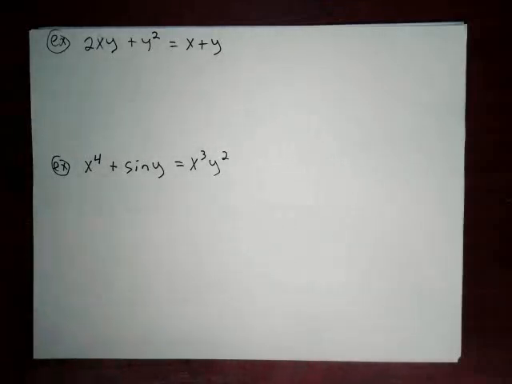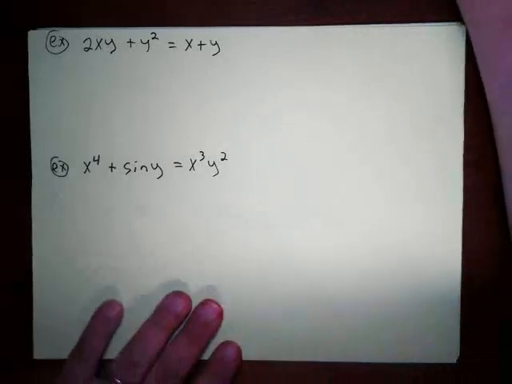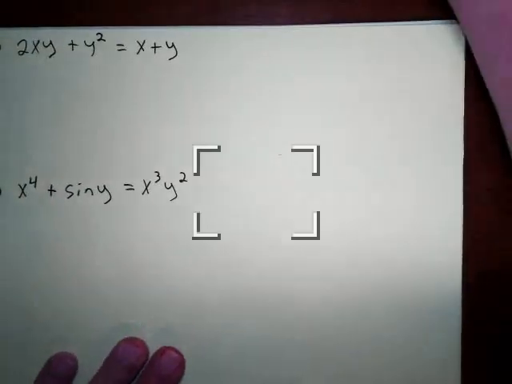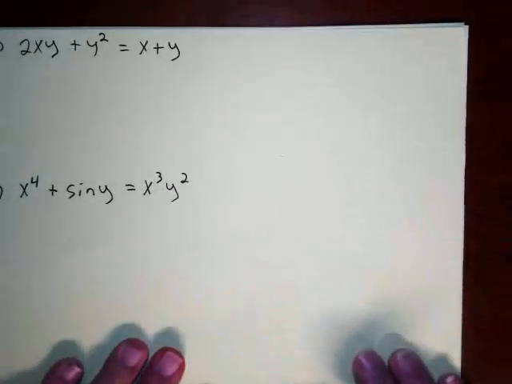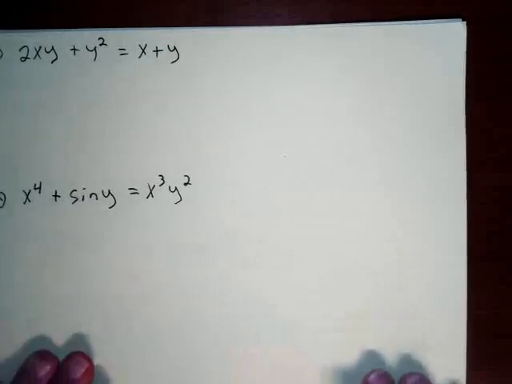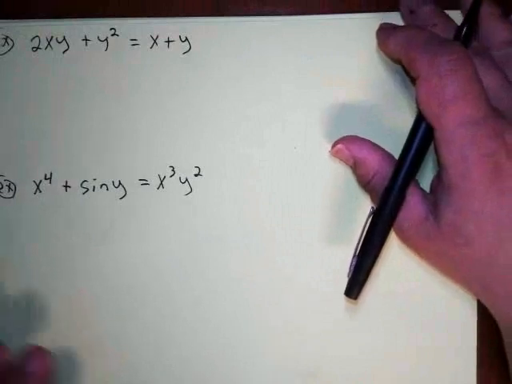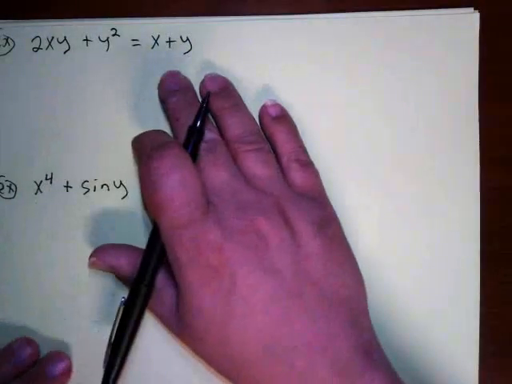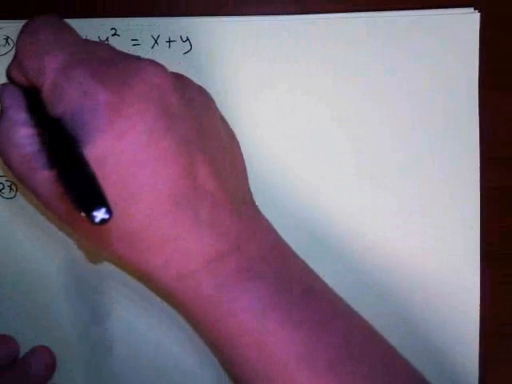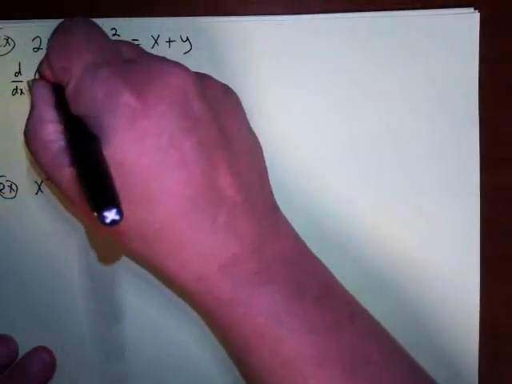So let's get some more practice with implicit differentiation. And in this case, we're just going to find the derivative function. We're not going to actually find the slope of the line at any given point. So this just gives us some practice with the implicit differentiation here. So I want to find dy dx here. So I'm going to take the derivative with respect to x of both sides.